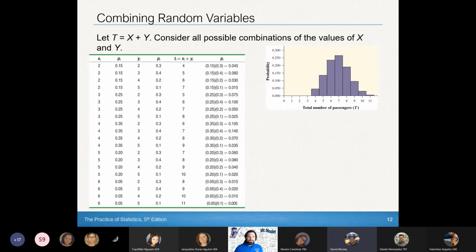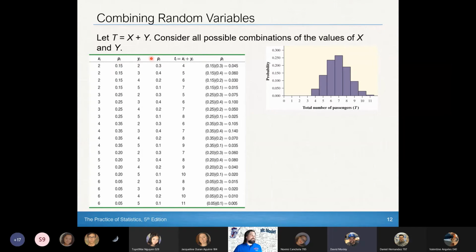So then we have to consider all possible combinations of values x and y, meaning all different possible combinations of passengers from Pete's and Erin's. Right? So if we look at the first row, this is the possible combination of 2 passengers from Pete, 2 from Erin. We get a total number of passengers of 4.